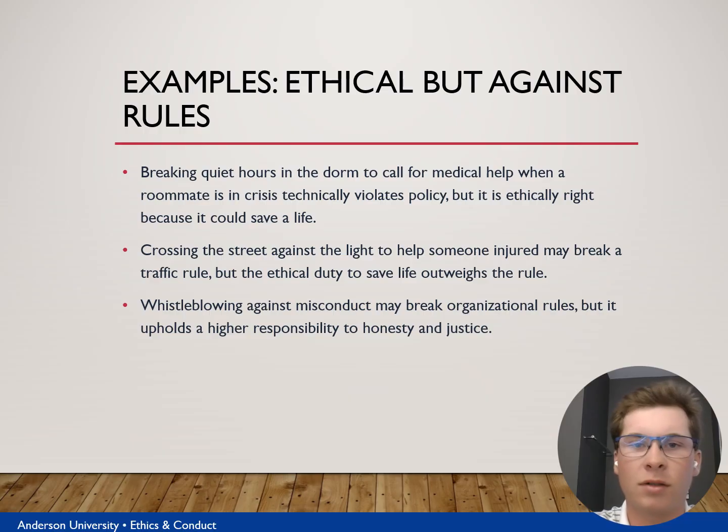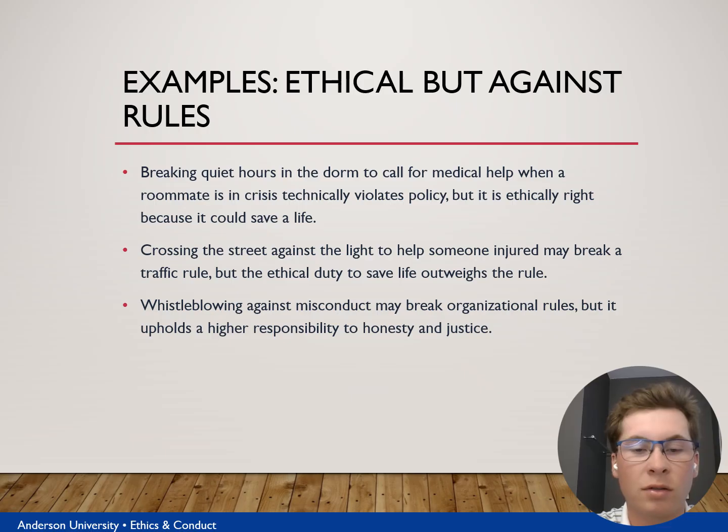Now here we have some interesting examples of things that are ethical but might be against rules or policies at Anderson. The first being breaking quiet hours in the dorms for medical help or when a crisis occurs. This is the right thing to do, although it may be against the quiet hours rules.